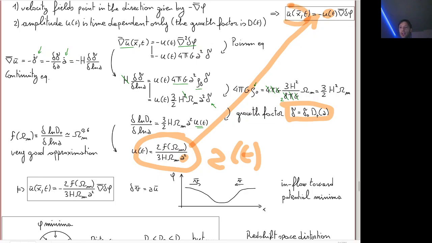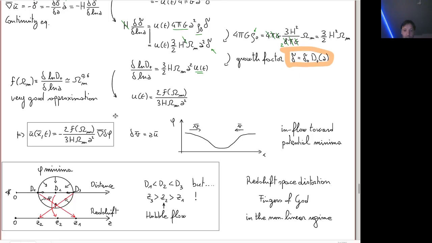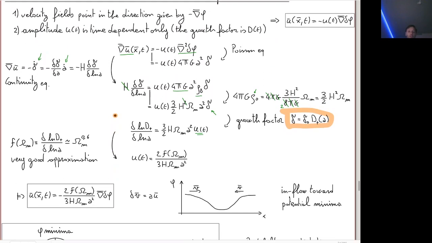So we know everything about the velocity dispersion, because we know how the amplitude of the velocity dispersion, the proper velocities, is evolving as a function of time, and we just have to multiply by the gradient of the potential, giving us this final expression. So this is our u of t times the gradient of the gravitational potential. Now using this, basically we are done. So that's our final solution.